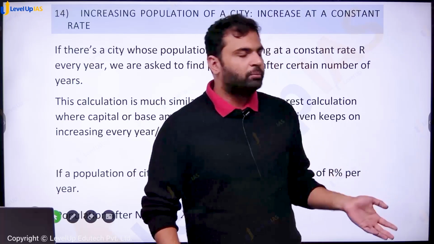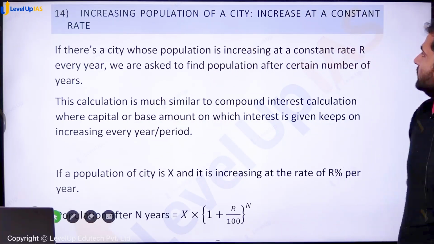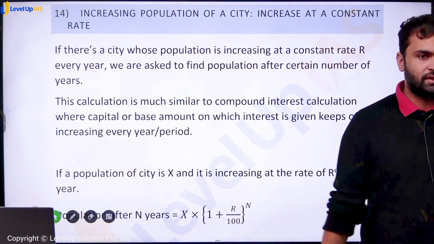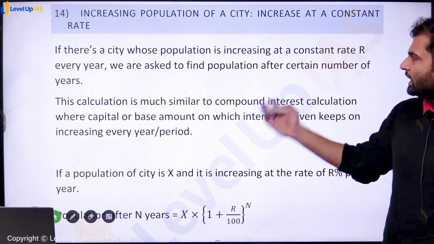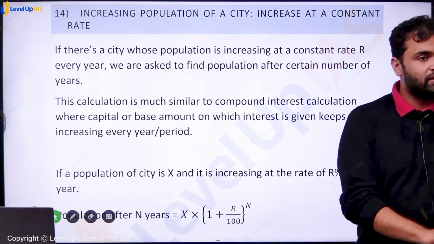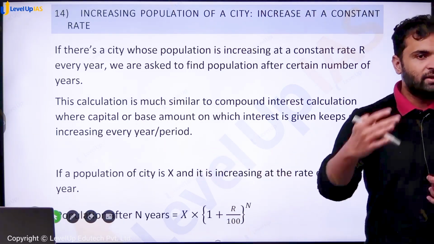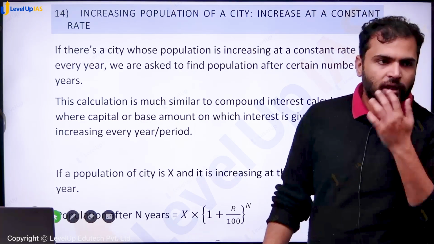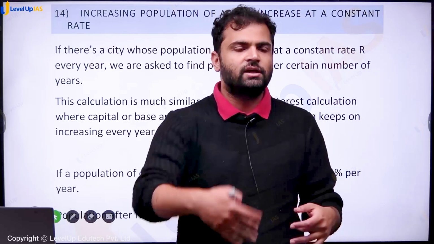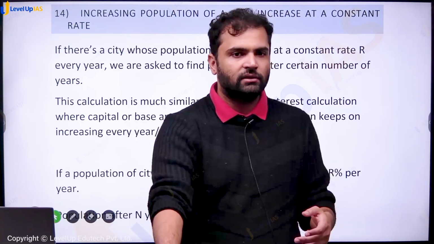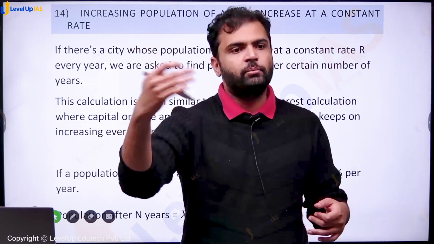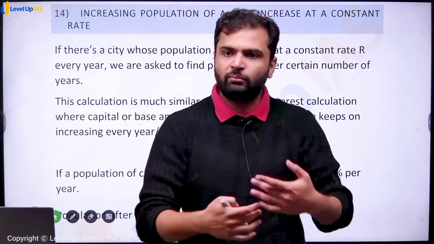Next is increasing population of a city at constant rate. If there is a city whose population is increasing at some constant percentage, constant rate R every year, we are asked to find the population after certain number of years. This calculation is very similar to compound interest. If in the first year you go to the bank and give them 1000 rupees at 10% interest, next year you will get 100 rupees interest and 1100 rupees. Now the year after that you will get 10% interest on that 1100, not on your basic 1000.